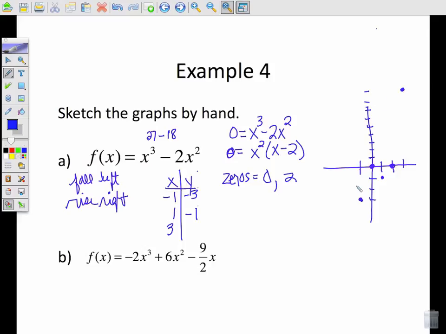We've got where they cross the axis. We also know the behavior of the curve, so I'm going to go ahead and sketch this behavior now. Comes from -infinity, hits the x-intercept at 0, comes back down to -1, and then back up. There's our graph.